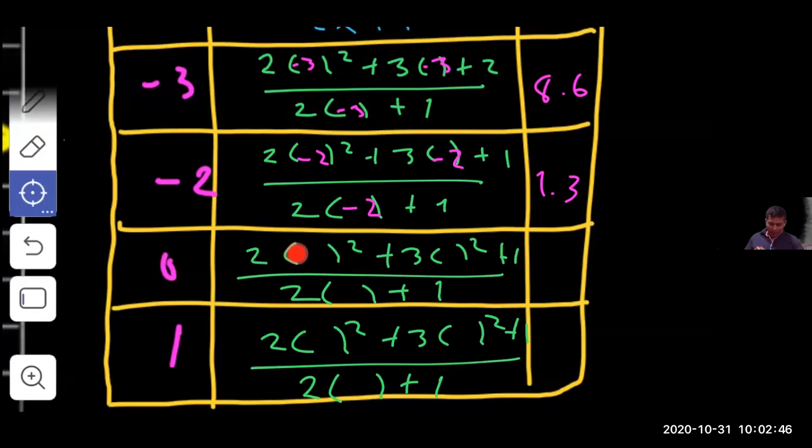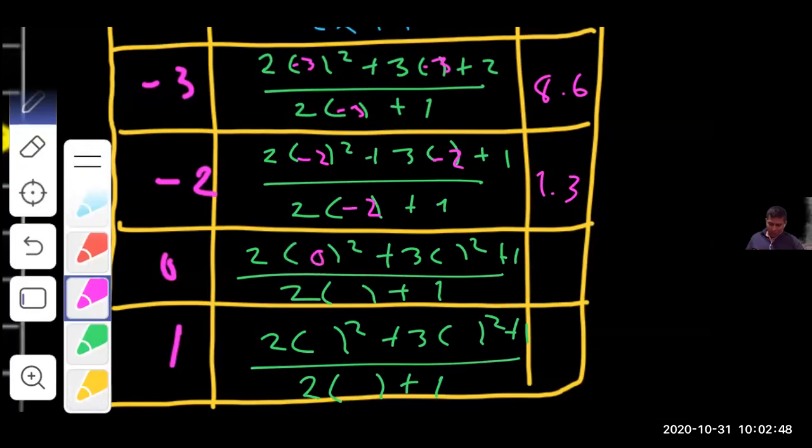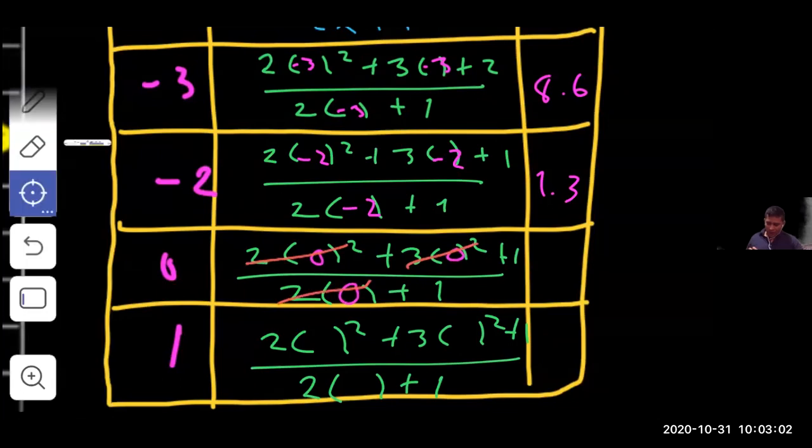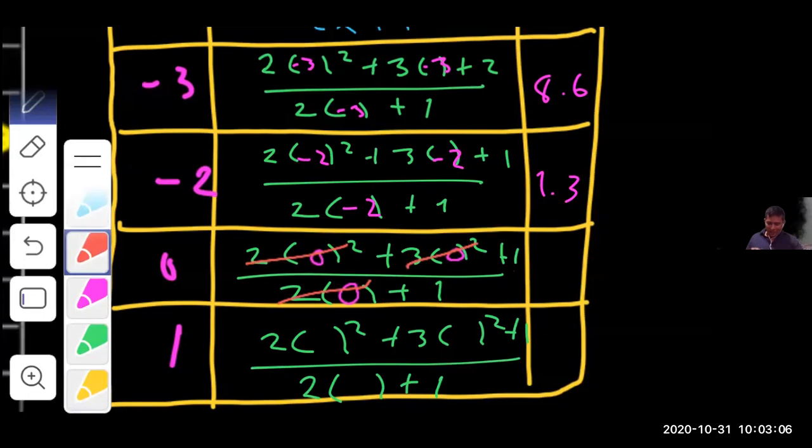Okay, now we're going to substitute 0, guys. I like to do this with 0. Take a look: you don't need to compute all of these values on your calculator. Why? Because 2 times 0 is 0, 3 times 0 is 0, 2 times 0 is 0. What do you got? 1 over 1. What is 1 over 1? 1 divided by 1 is 1. Piece of cake.